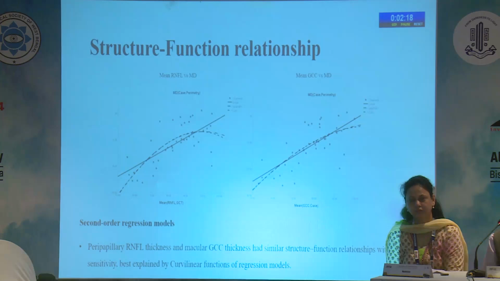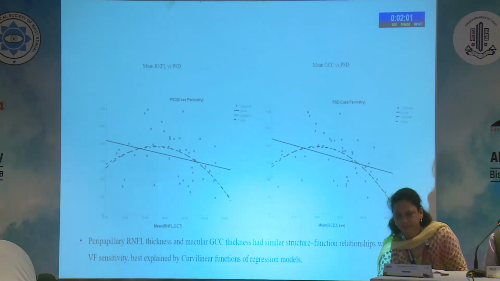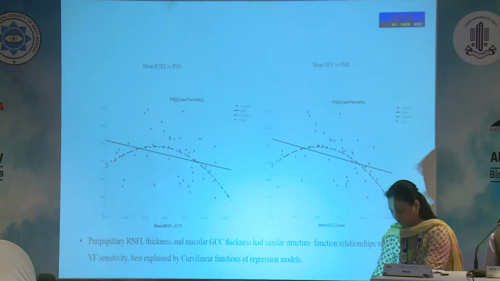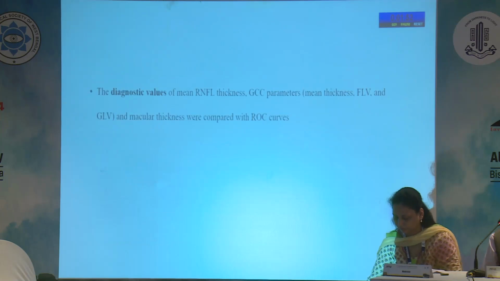As can be seen here, peripapillary RNFL thickness and macular GCC thickness had a similar structure-function relationship with visual field sensitivity, best explained by curvilinear functions of regression analysis. Similarly, peripapillary RNFL thickness and macular thickness had a similar structure-function relationship with visual field sensitivity, that is pattern standard deviation, best explained by curvilinear functions of regression models. Macular thickness did not yield a stronger structure-function association.